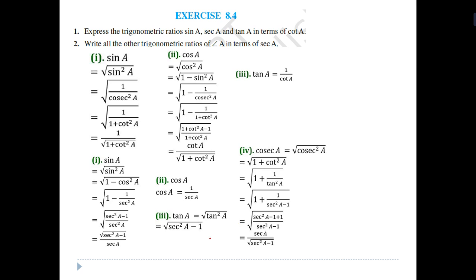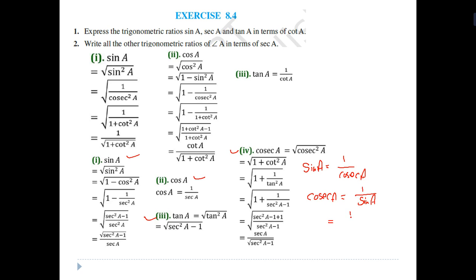So now we can get all functions: sine we have got, cos we have got, tan we have got, now cosec. So cosec A is equal to under root cosec square A, that is 1 plus cot square A, that is 1 plus 1 upon tan square A. Or directly, what you have to do, sin A is equal to 1 upon cosec A. Therefore cosec A is equal to 1 upon sine.